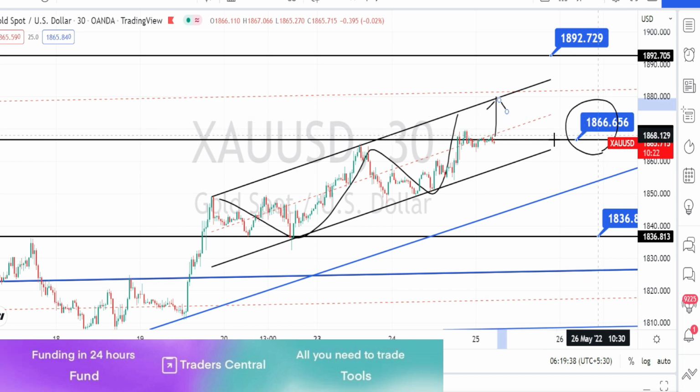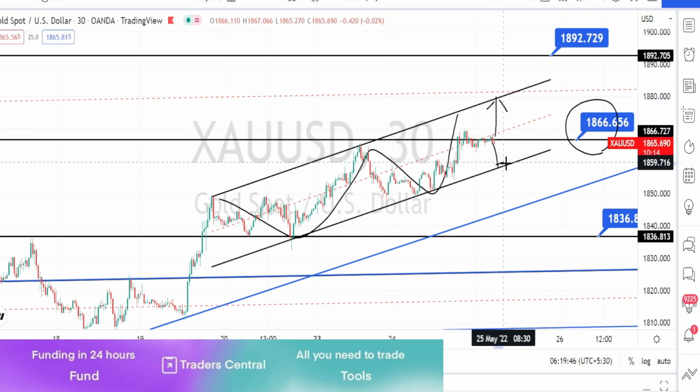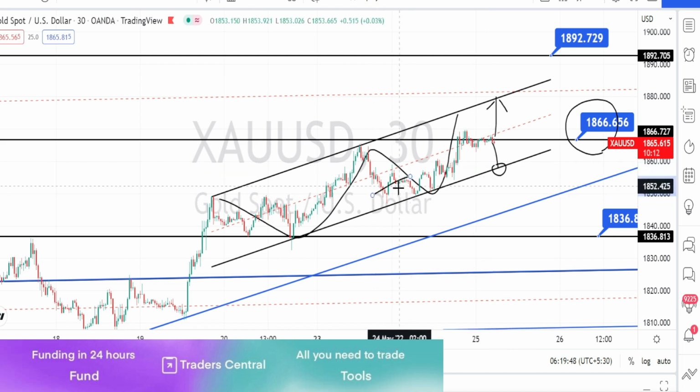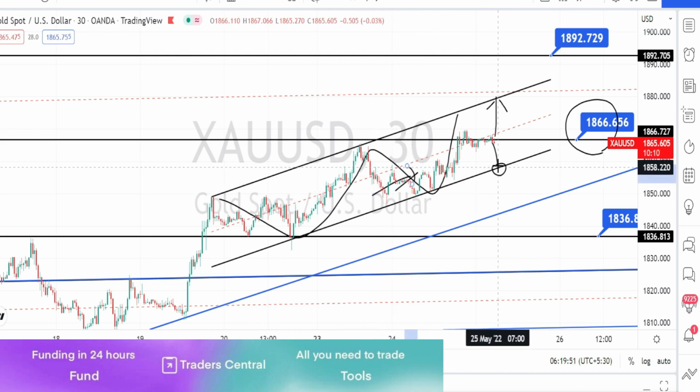Currently it is finding difficult to break this resistance level from the daily time frame, and if it doesn't manage to break this resistance level, we can expect it to retrace to retest on this support line from the bullish channel pattern, and only when the price action breaks this support line, we can expect it to come further down to retest on this support line from the hourly time frame. So we have two levels of supports in 30 minutes time frame.